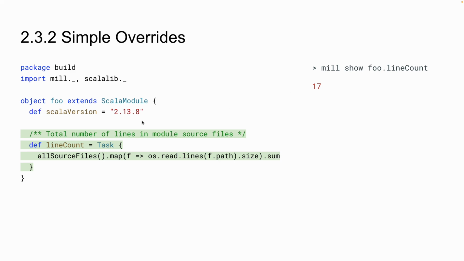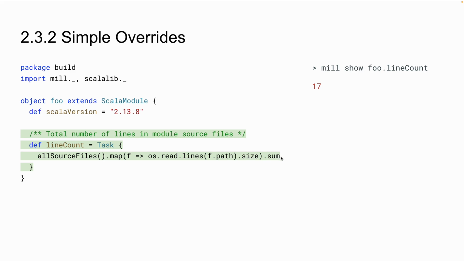So a custom task in Mill is just a method, a def. So you all know defs. I say def lineCount equals T. Let's say I depend on allSourceFiles. That's something inherited from ScalaModule. Again, the IDE will help you if you don't remember what it's called or what it does. And I map it to the lines, the count of the lines, and I sum them up.